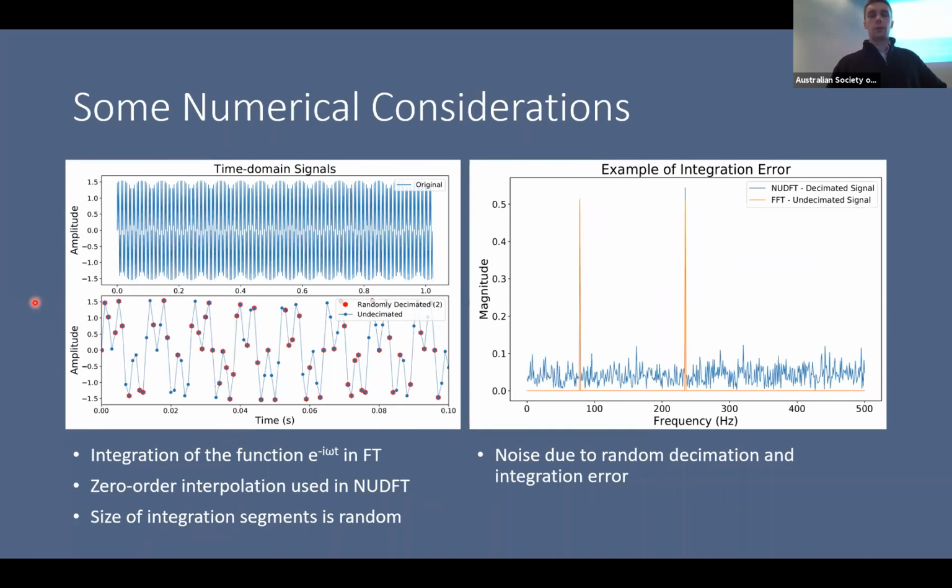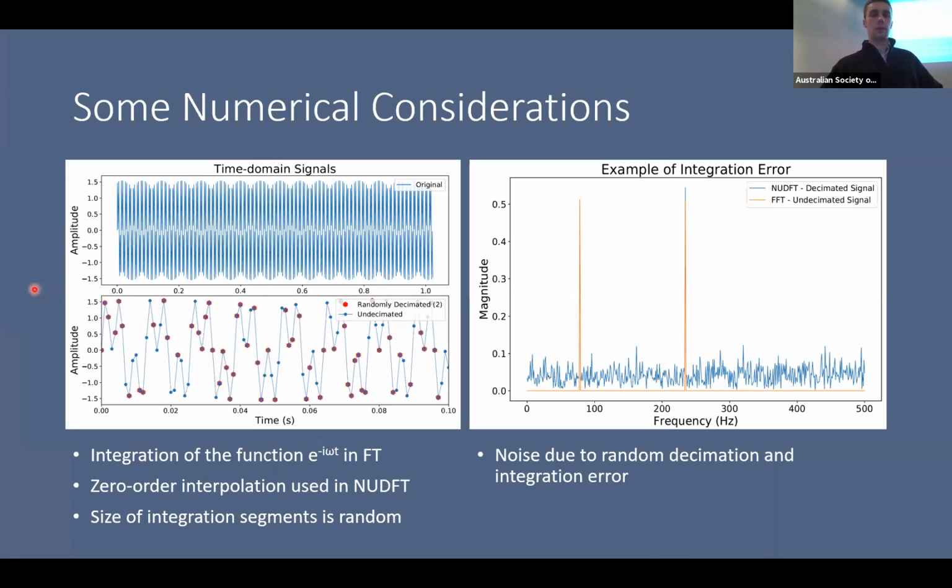Quantization noise manifests at a pretty low level, so we shifted our focus to noise introduced in the integration of the e to the power negative i omega t function in the Fourier transform. Up to this point, our non-uniform Fourier transform has been a non-uniform discrete Fourier transform, which we just used a linear interpolation. You can see the red points here represent randomly selected points that were kept. Where there are gaps between those red samples, we just hold the value until we reach the next sample.